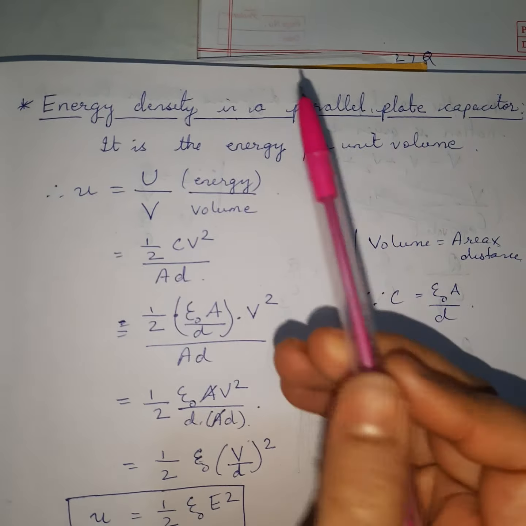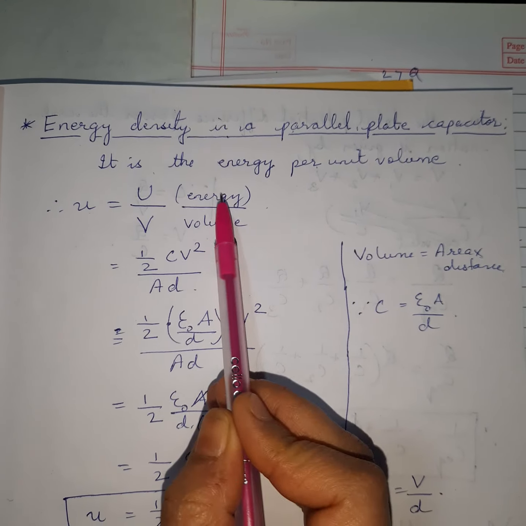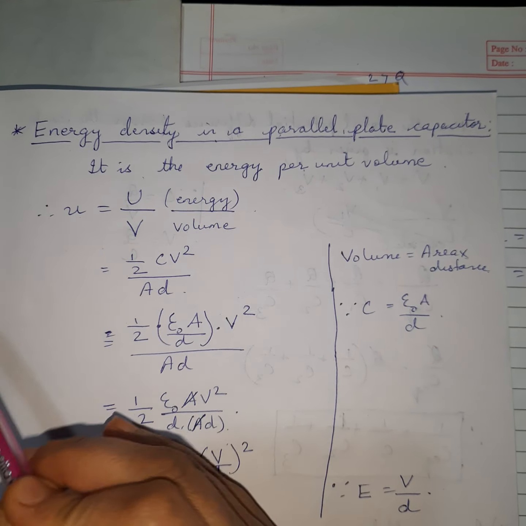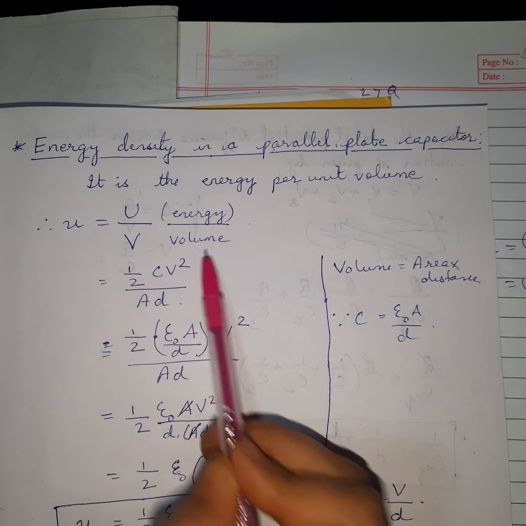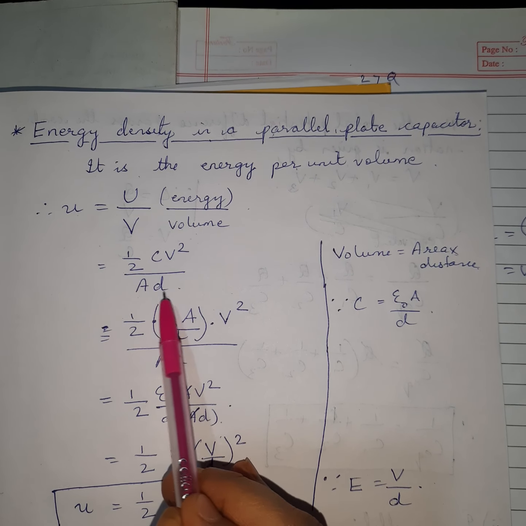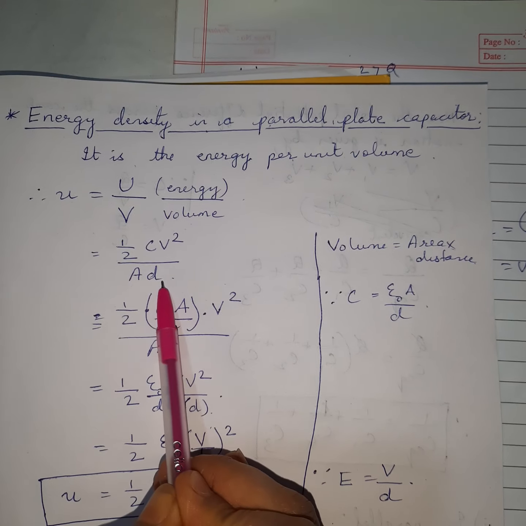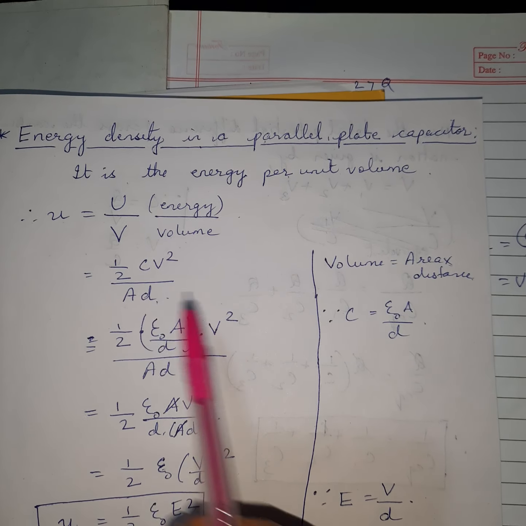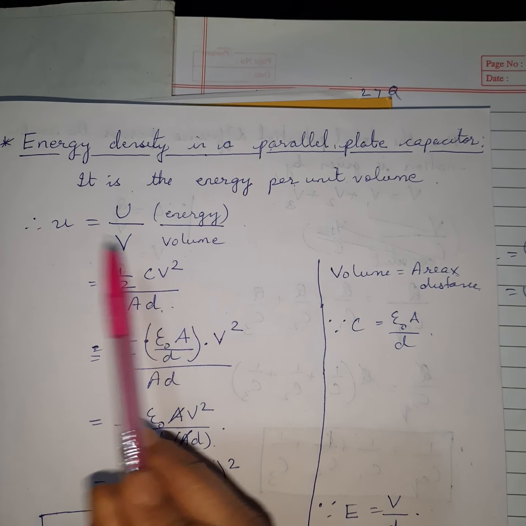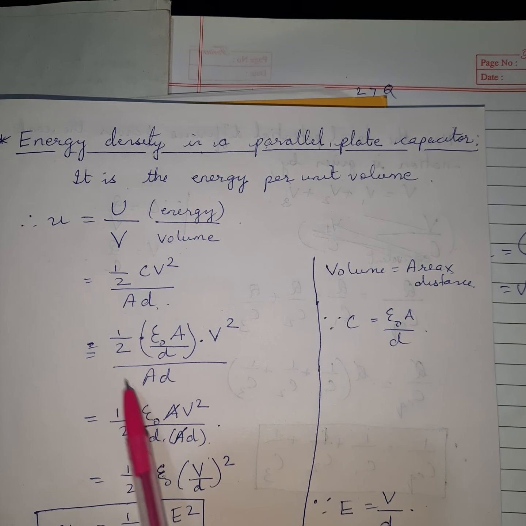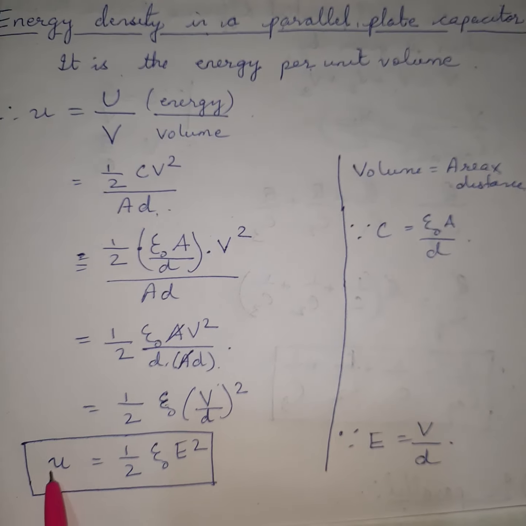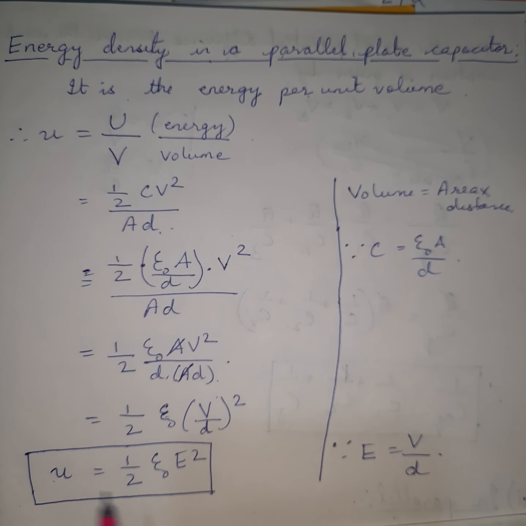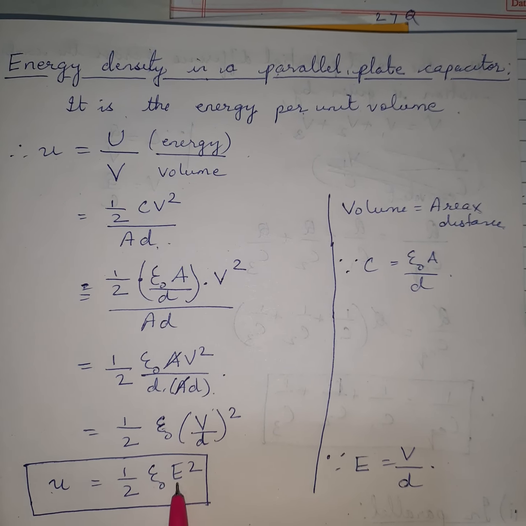Now, there is a term called energy density in a parallel plate capacitor. The energy density, as the name suggests, is the energy per unit volume. So whatever expression of energy you had calculated previously, you can replace it here, divided by the volume. Now what is volume? It is area into the distance between the two parallel plates. Replace the values for C from the previous expressions, and keep on replacing. The final expression, small u, denotes energy density, is half epsilon naught E square.